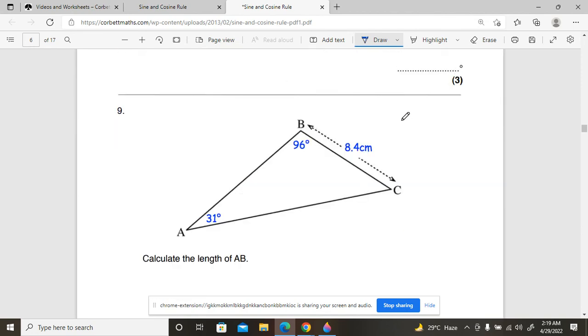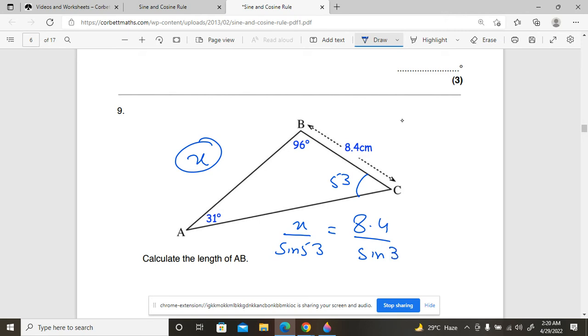So for example, they say calculate the length of AB. If I need to find this side AB, I can find the third angle here. Because the sum of the angles in a triangle is 180, so 180 minus 96 minus 31, I got the angle that is 53. So now I can use the sine rule again: x divided by sine 53 is equal to 8.4 divided by sine 31. As I told you, the sine rule is the ratio between angle and side.